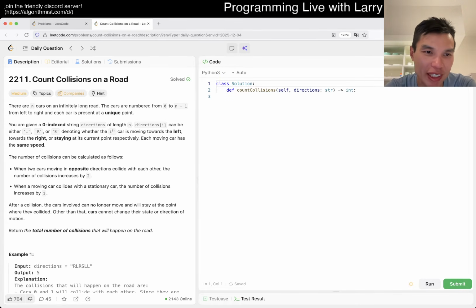Today we have 2211, Count Collisions on a Road. Okay, yeah, let's count. I have nothing to say.